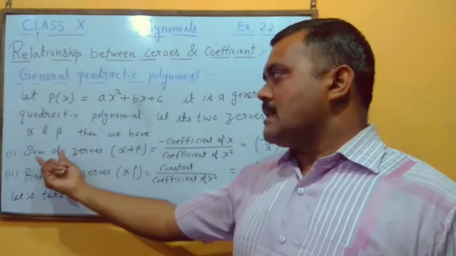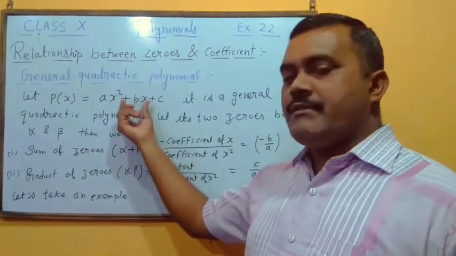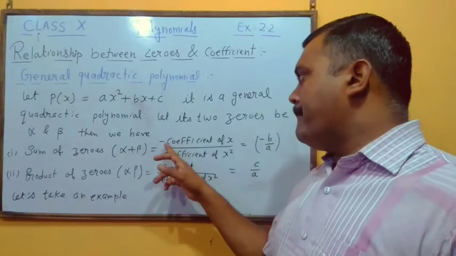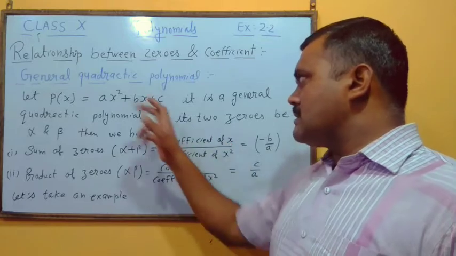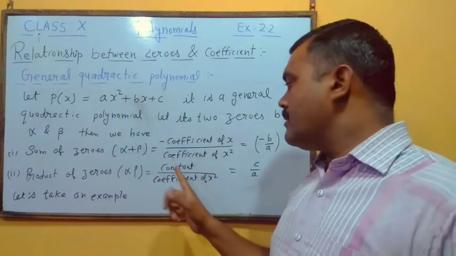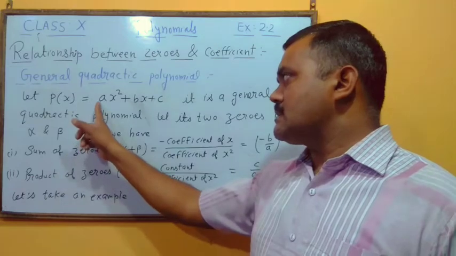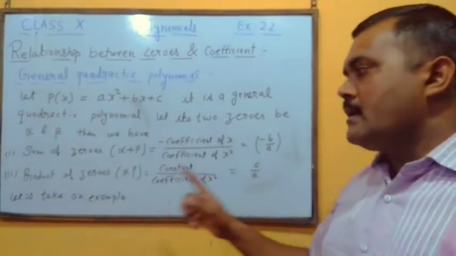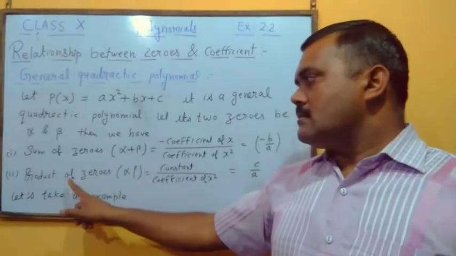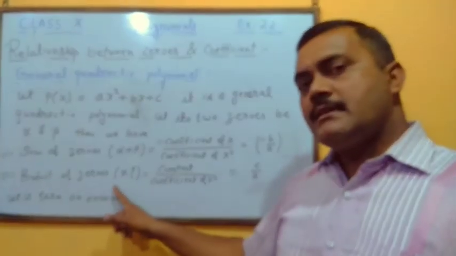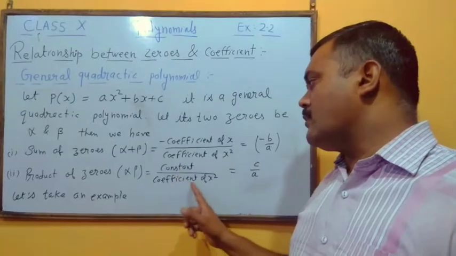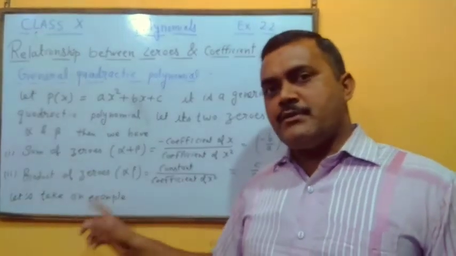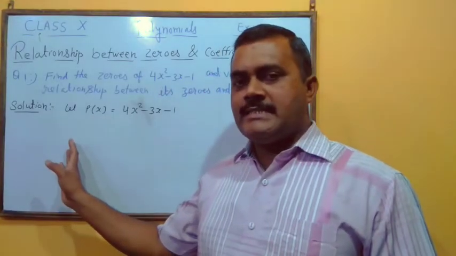Then we have the sum of zeros, meaning the total of the zeros we calculate, alpha plus beta, will be minus the coefficient of x, upon the coefficient of x², or we can simply say minus b upon a. Next, the product of zeros, alpha beta, is equal to the constant term upon the coefficient of x², that is c upon a. Now let us take an example to make it clear.